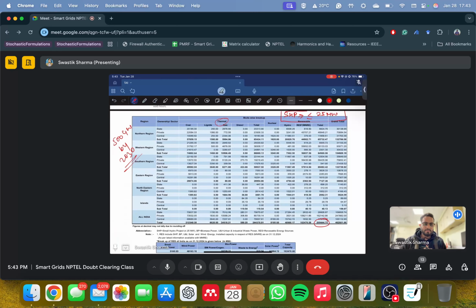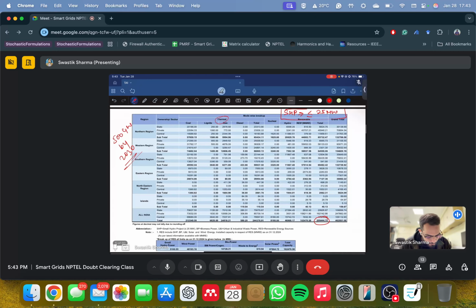So how much renewable did we want? 500 gigawatts by 2030. It's 2025 now. So we are at 209.44 gigawatts. Sorry, right? So approximately 300 gigawatts we have to add, and what can support this is smart grids only. Only a smarter grid.